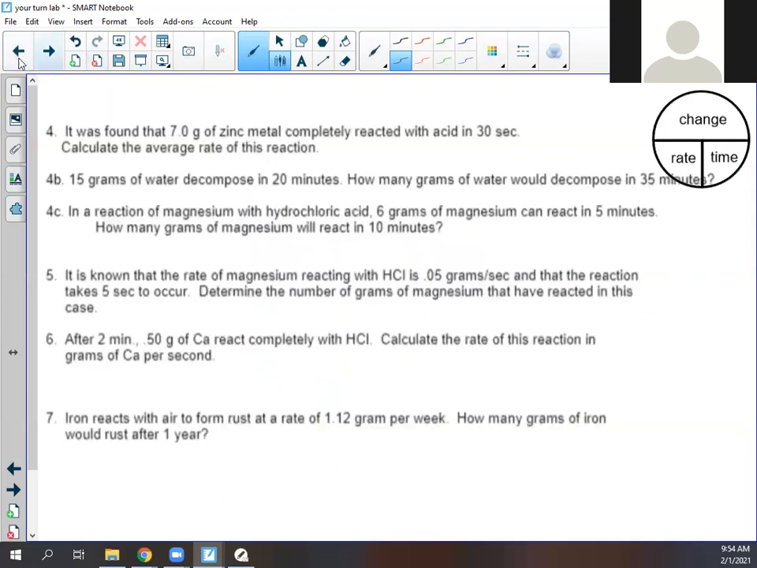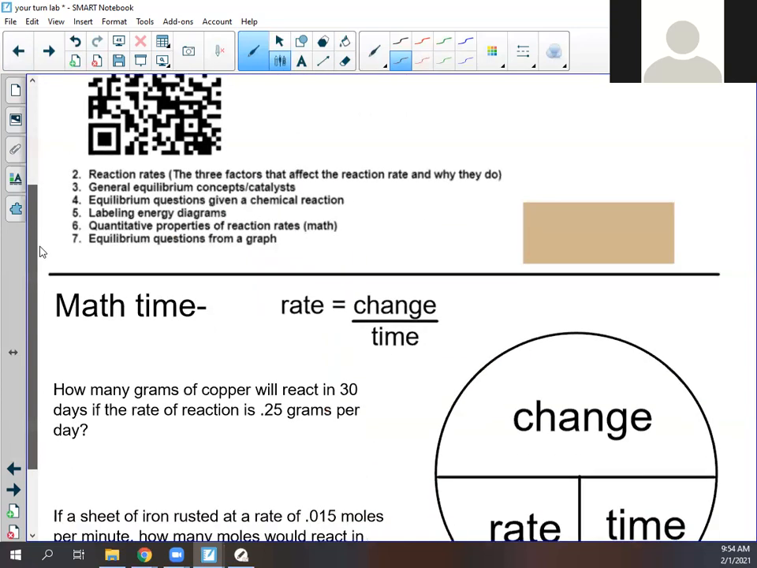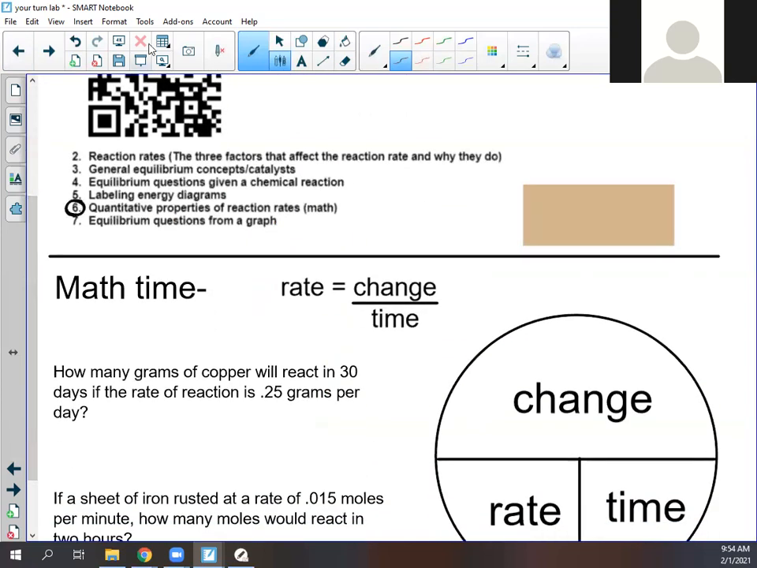Now, if you would, just shut the cover and look at the front. What we're working on today is this 6th thing right here. Quantitative properties of reaction rates. This is the only math, and it's just multiplication and division. Sometimes there's subtraction too, I guess. But when we do this, we use a pretty simple equation, and it is that rate is equal to change divided by time. This is the only one we'll use over and over and over.